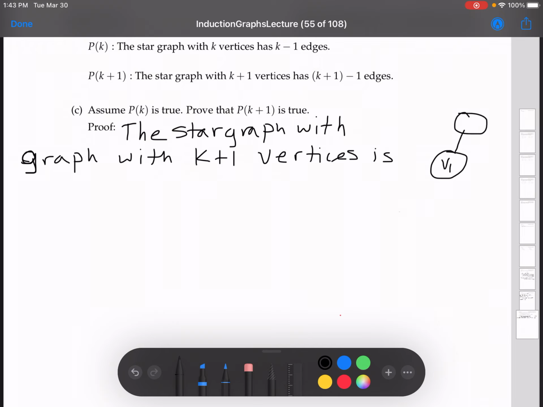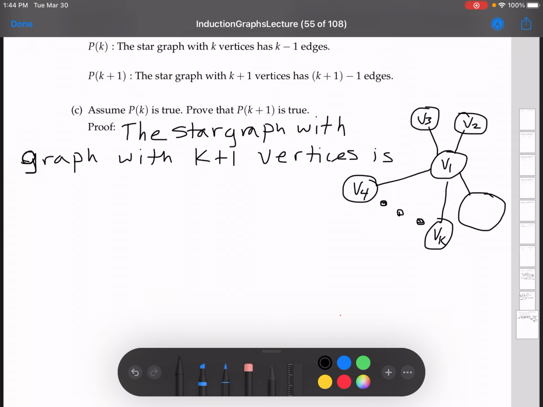Then we have V2, V3, V4. Now I'm going to put in a dot, dot, dot to indicate that I don't know how many other vertices we have. Let's see, we have VK, and then finishing with VK plus 1. Period at the end over there.